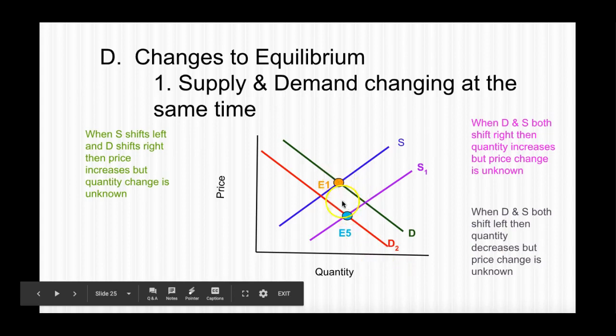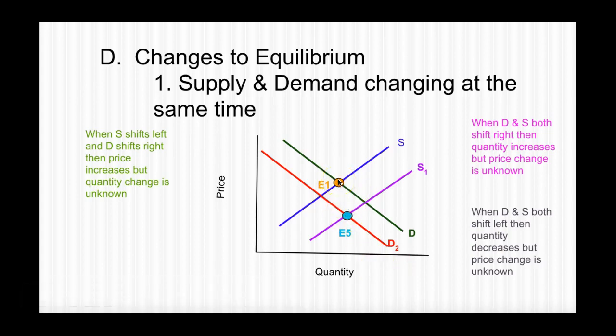Now, this one's slightly off, but you can see that going from E1 to E5, what happened to my price? Well, my price obviously dropped. What happened to my quantity? Quantity is undetermined because, again, we don't know which one's the bigger shift, the supply shift or the demand shift, or are they exactly equal? So when supply shifts to the right and demand shifts to the left, then the price is going to decrease, but the quantity change is unknown.